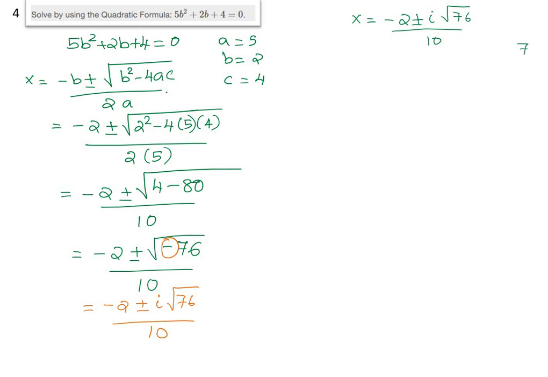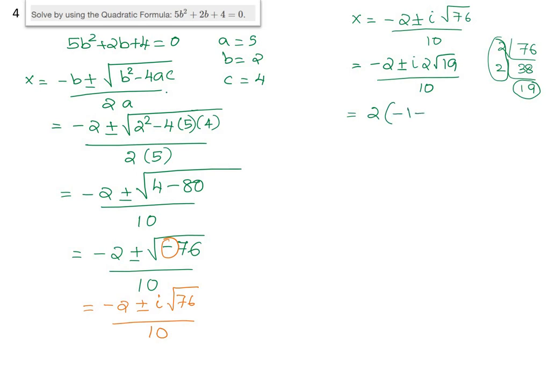And we can factorize 76 this way: 2, 38, 2, 19. 19 is a prime, so we cannot factorize that. So a group of 2. So we can take this as negative 2 plus or minus 2 outside, 19 inside, divided by 10. You can take 2 as a common term. So negative 1 plus or minus i root 19 over 2 times 5. 2 cancels out. So negative 1 plus or minus i root 19 over 5. See, and this is an imaginary root, right? Because i is there.